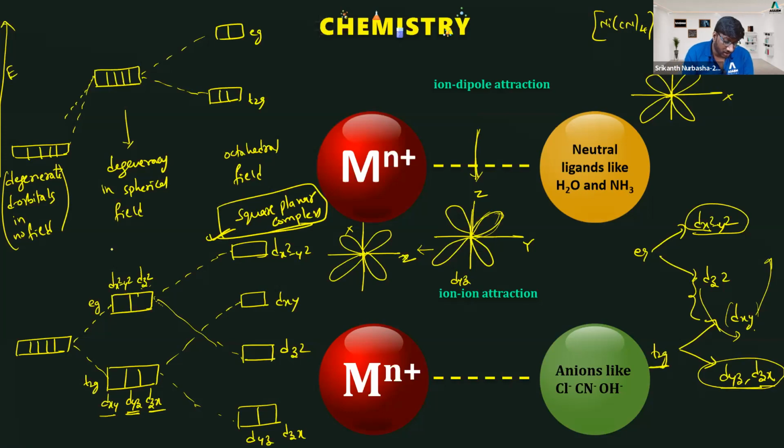This will be the splitting in the octahedral complex. From the octahedral, we produce square planar by just removing the ligands from the z direction. That's it. Is everything clear, students?